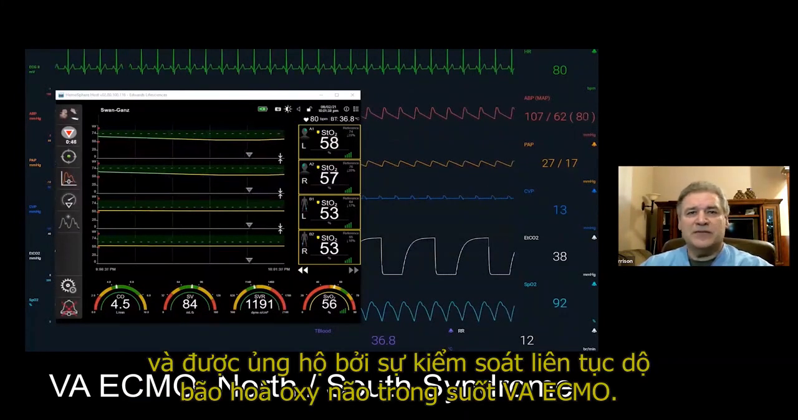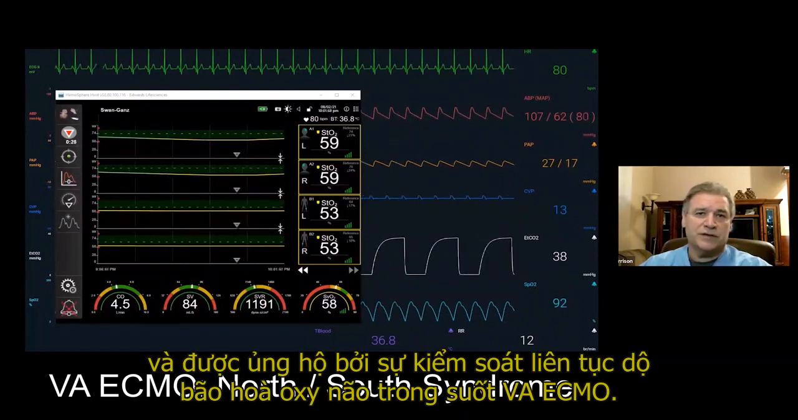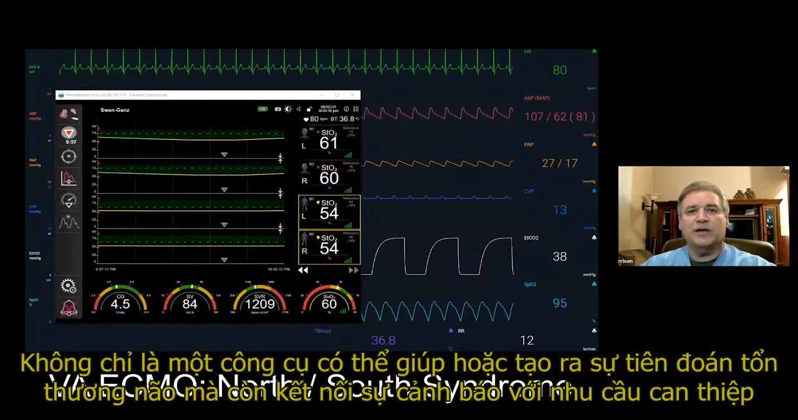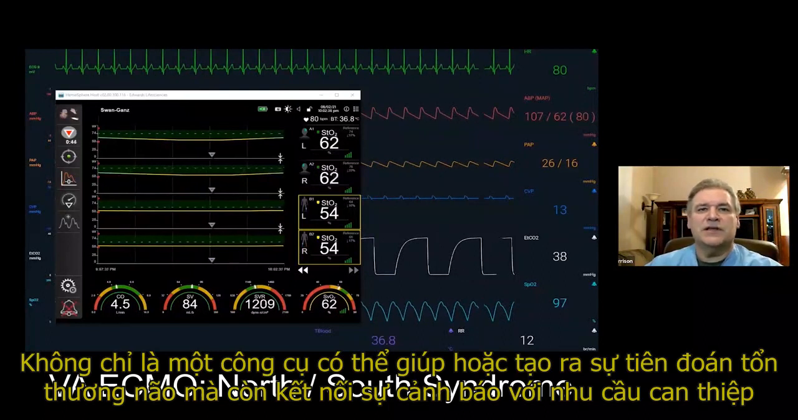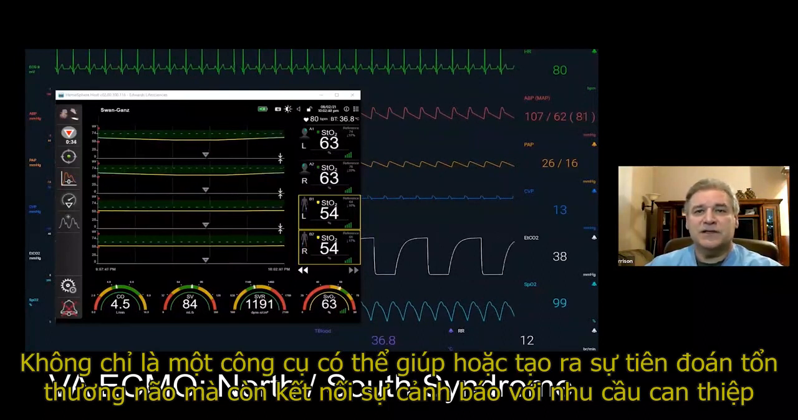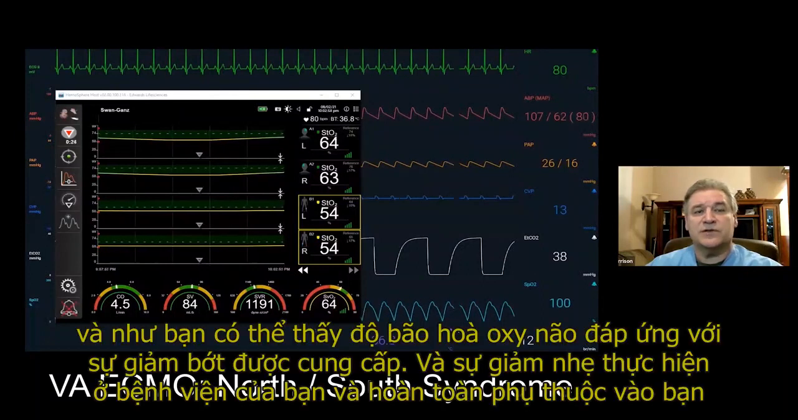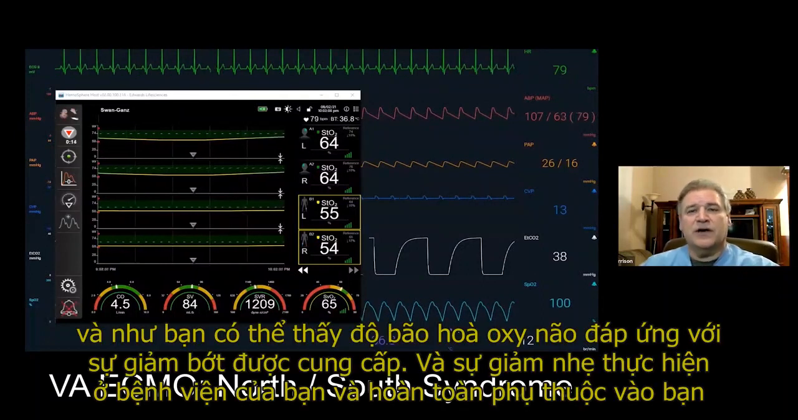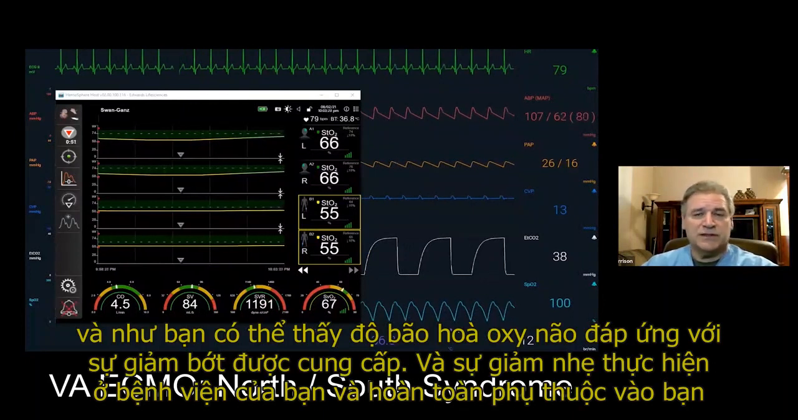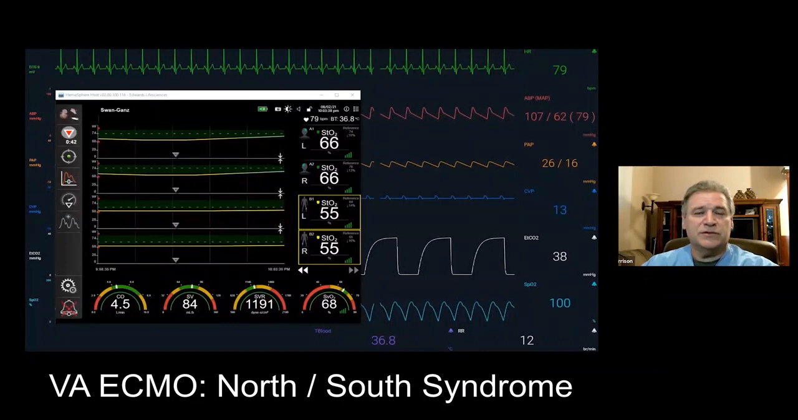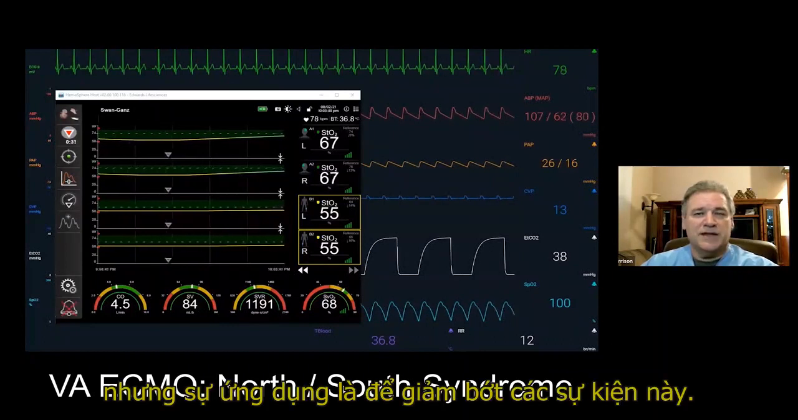Consequently, and as advocated by many, continuous cerebral oxygen saturation monitoring during VA ECMO not only provides a tool that may help to predict cerebral injury, but alerts clinicians to the need for an intervention. And as you can see, the cerebral oxygen saturations responded to the mitigation that was provided. And what that mitigation is in your hospital and in your setting is entirely up to you, but the advocation is to mitigate those events.